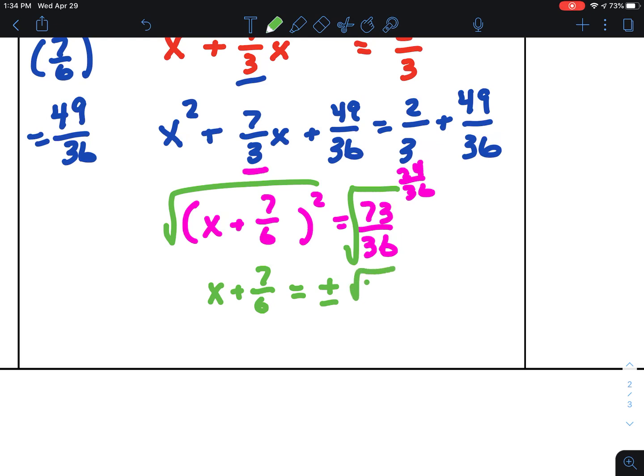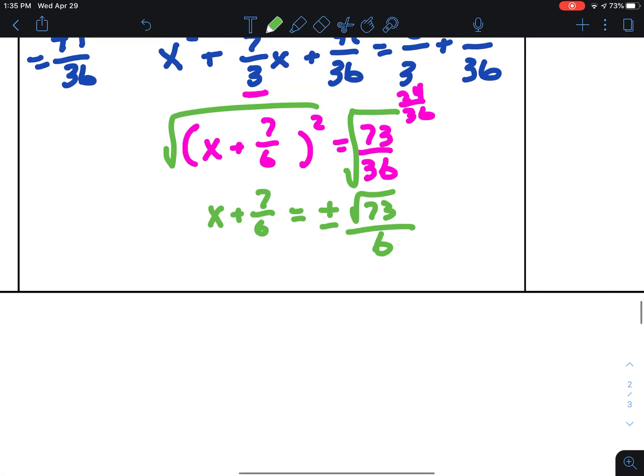73 is another one of those numbers you can't simplify if you take the square root. But the square root of 36 is 6. So the last thing we want to do is pull them together. Remember, we've got to isolate the x. So we've got to move that 7/6 to the other side. We get negative 7/6 plus or minus the square root of 73 over 6.